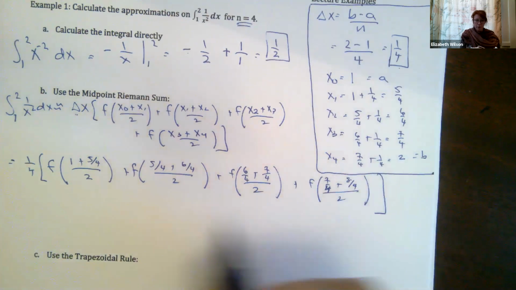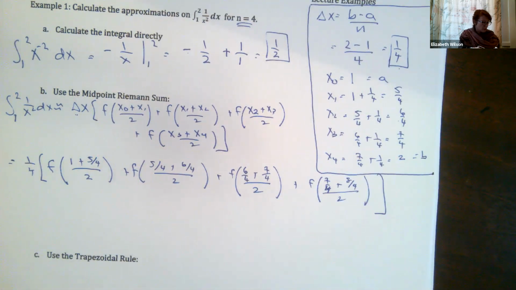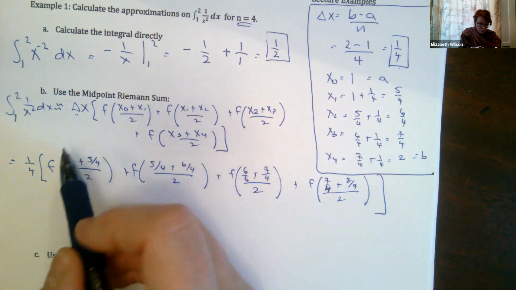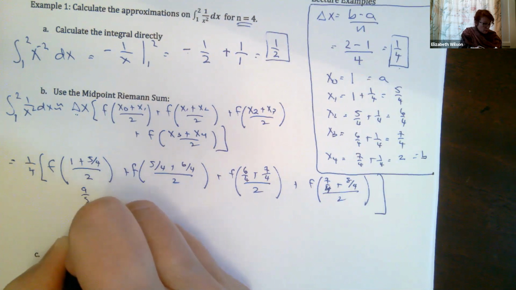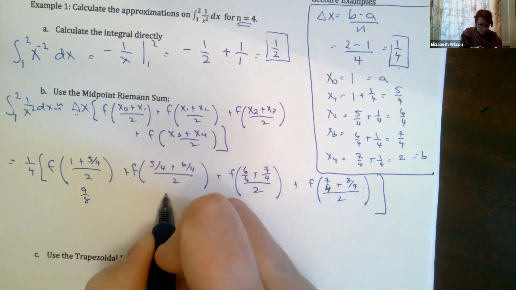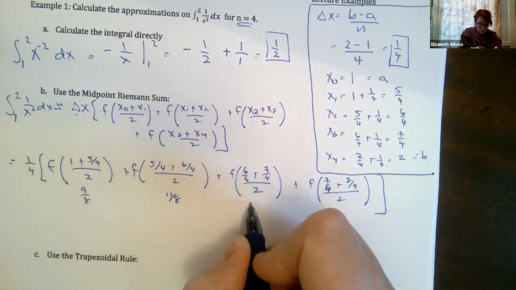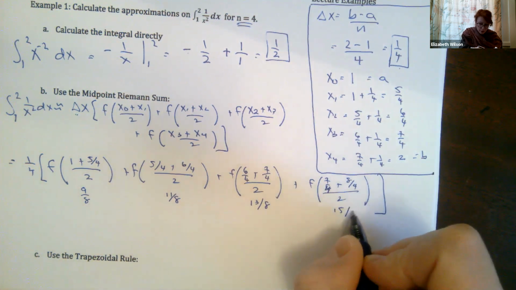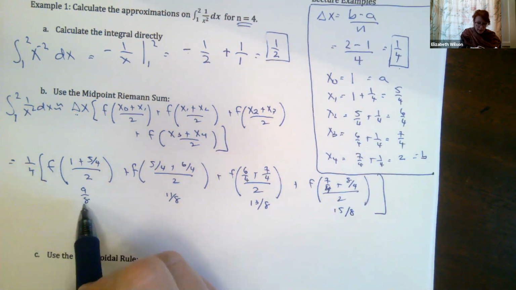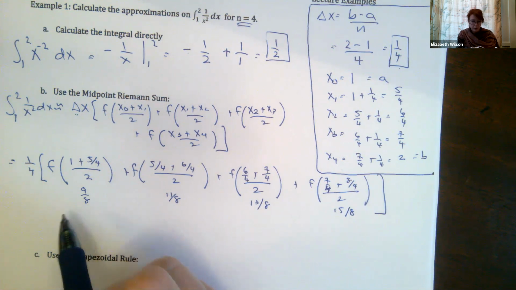That's my function. I'm going to plug those values into my function, right? So 1 plus 5/4 divided by 2, I'm just going to write it down here. This is 9/8. This one, when I do it out, is 11/8. This is 13/8. And this is 15/8. So these are the values, f of 9/8, right? That's what I'm going to plug in.